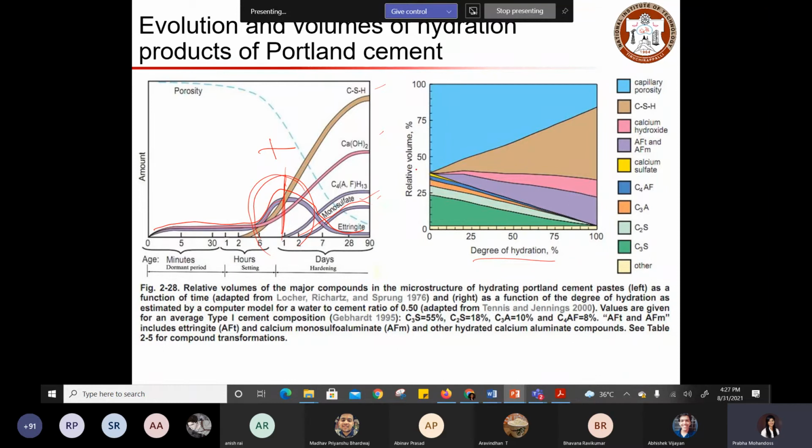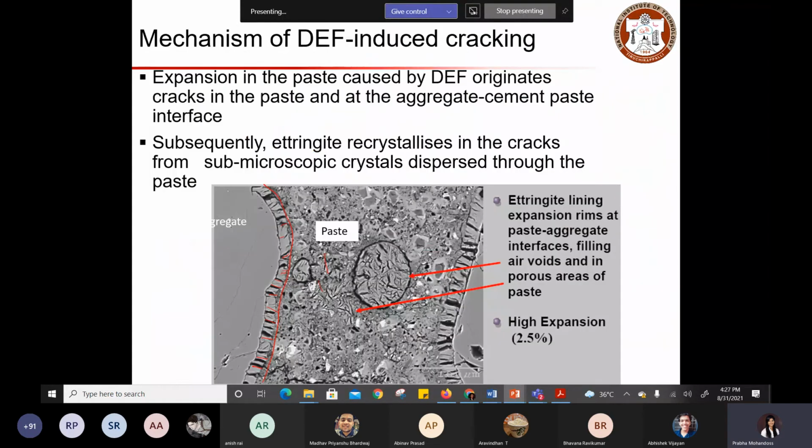But the point to note is that your ettringite formation will be suppressed at this stage, and this formation is allowed at the later stage to give delayed ettringite formation. You can see the clear mechanism here. The expansion in the paste caused by delayed ettringite formation originates cracks in the paste and at the aggregate cement paste interface.